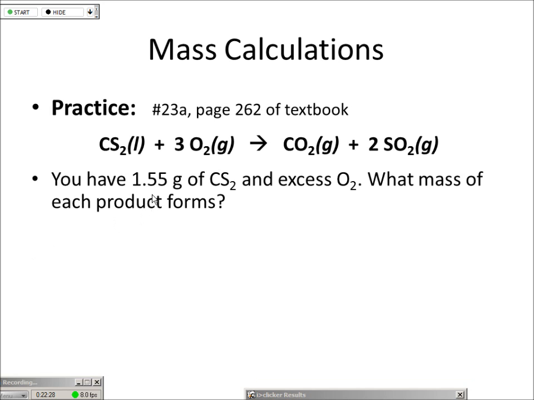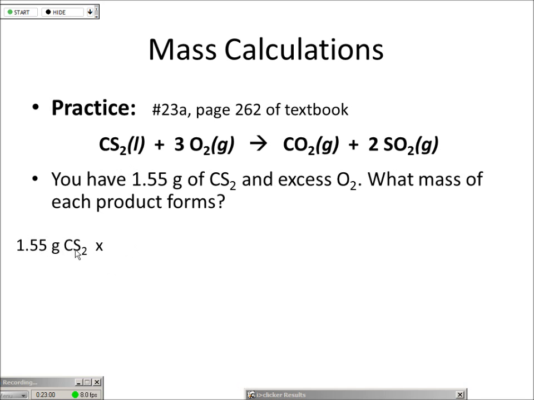So you have carbon sulfide and oxygen. What is the mass of product that forms? When they say excess O2, what they mean is the limiting reagent is carbon sulfide. So every carbon sulfide is going to react. There's going to be some oxygen left over. We don't even care about it. What's going to determine the products is how much of this we have.